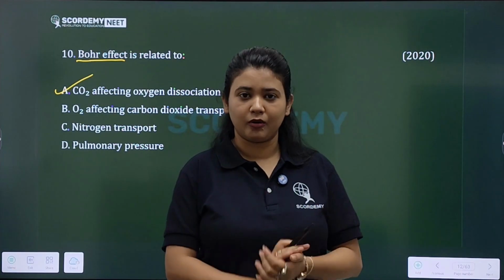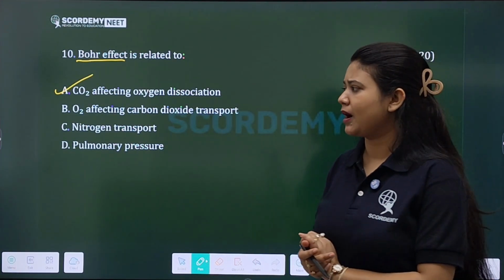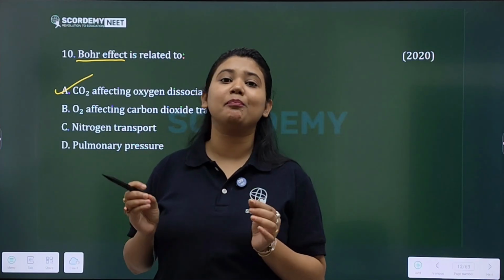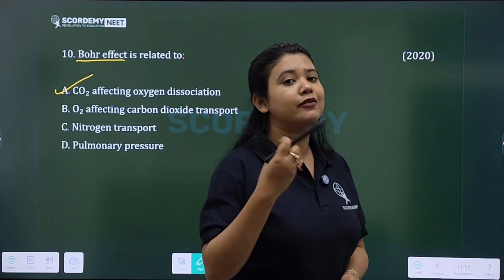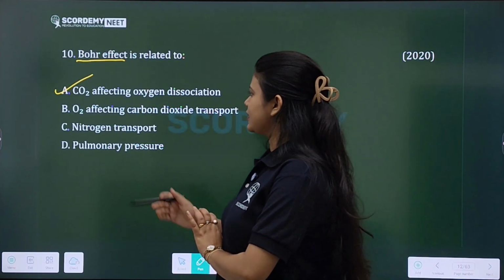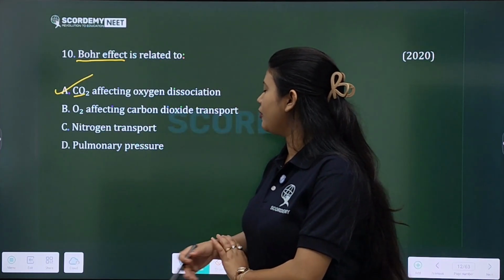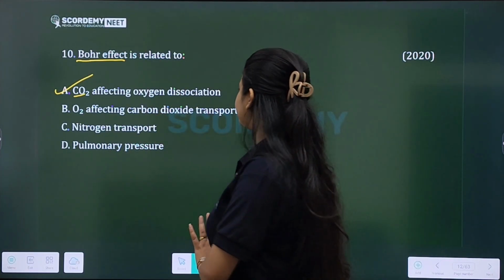If the saturation of carbon dioxide is higher, then what happens in your blood? Carboxyhemoglobin or carbaminohemoglobin, these compounds will form more, and oxygen will find it very difficult to bind with hemoglobin, isn't it? So the oxygen binding affinity decreases in the blood when carbon dioxide saturation is higher.